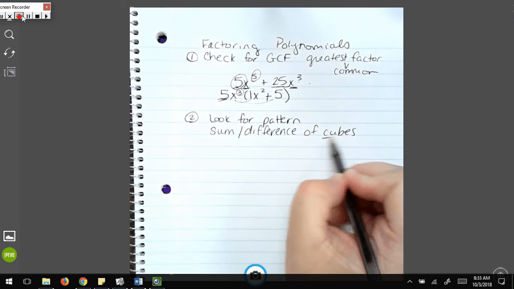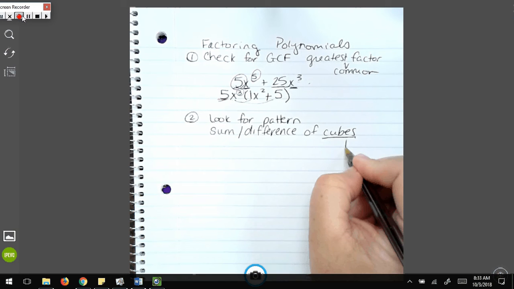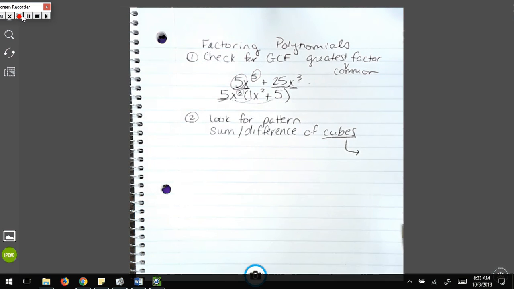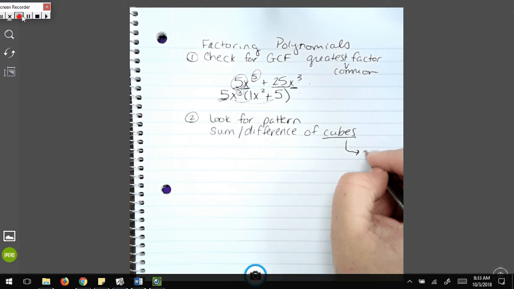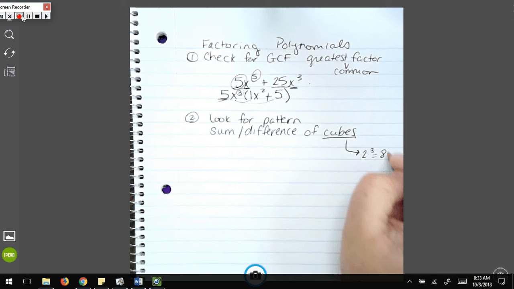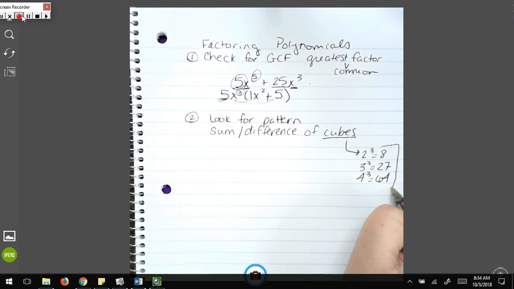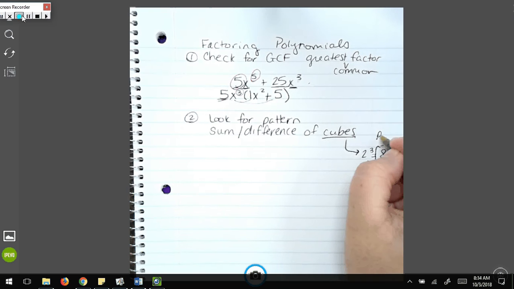All right, so if you think about cubes, cubes are things that multiply by themselves 3 times to give you that number. So for example, 2 to the 3rd is 8. 3 to the 3rd is 27. 3 times 3 times 3 is 27. 4 to the 3rd is 64, and so on and so forth. So these numbers are perfect cubes.